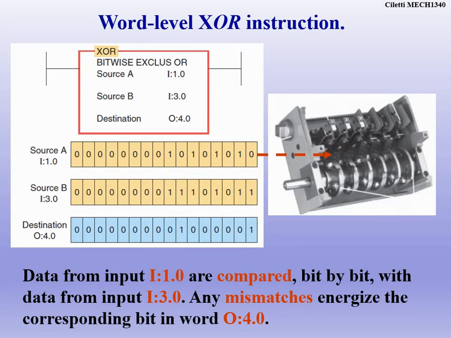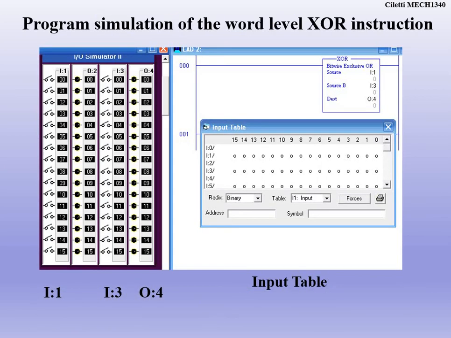We can do the same thing with an XOR. Remember, an XOR outputs a 1 only if A is a 1 or B is a 1, but not when both are a 1. So we can control where things work and where things don't work just by using our basic word-level instructions of our logic gates. All right, and then we can take a look here. Here's what it looks like on the table using the XOR in our Allen Bradley software.